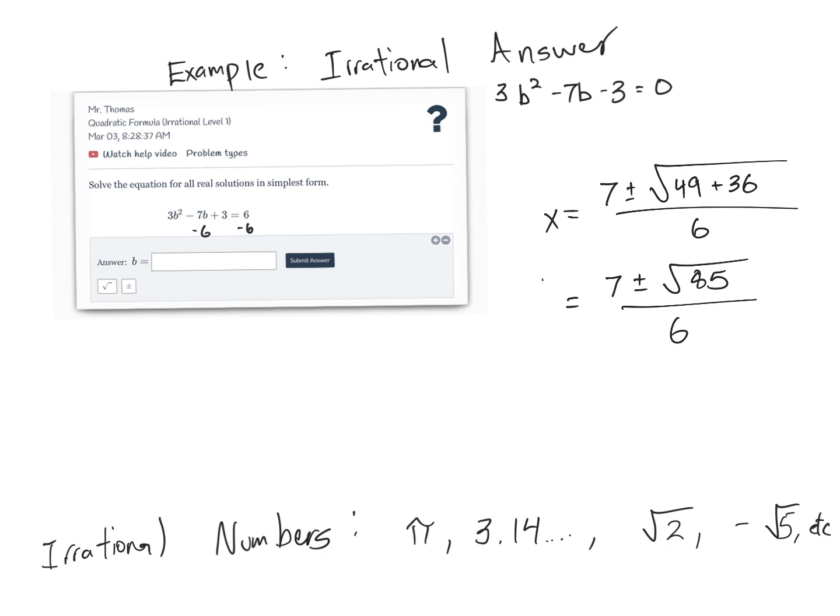Interesting. Well, I guess this is the final answer. See, if that square root of 85 could have been simplified, meaning a number could have divided out and put in front of the square root because it's a perfect square, then you could have done that. But that's as far as you go. Because it's an irrational answer, it's going to be a square root in there. Very interesting.